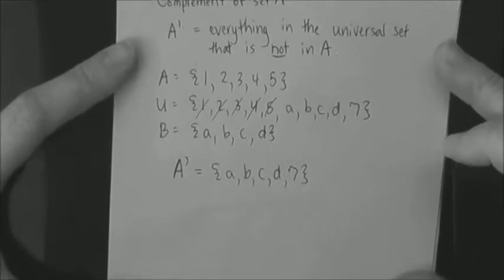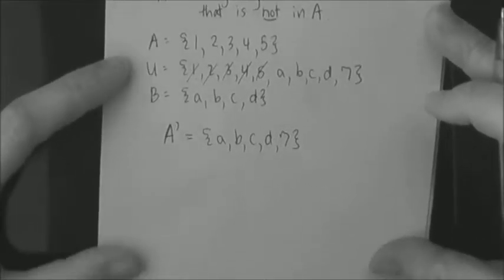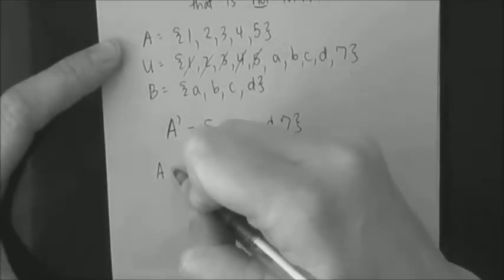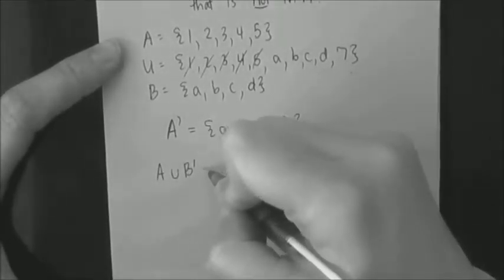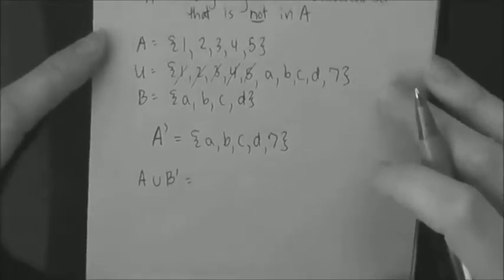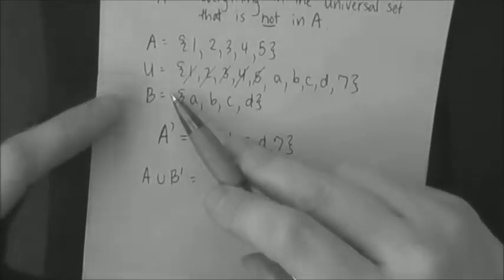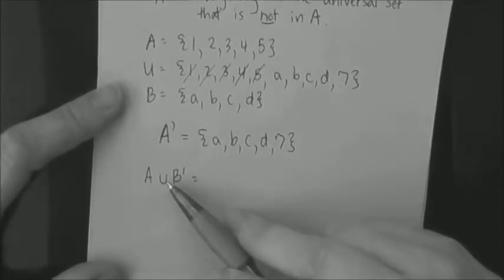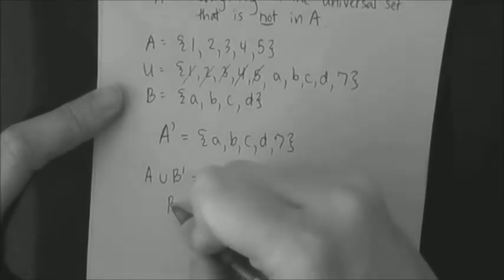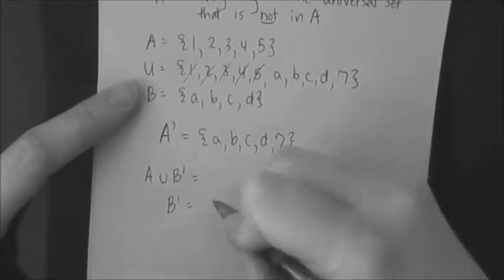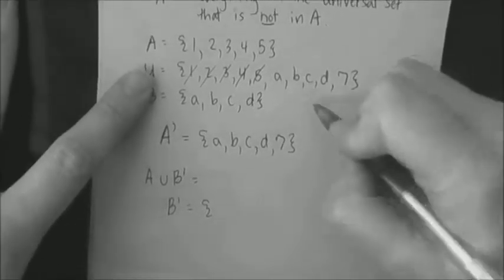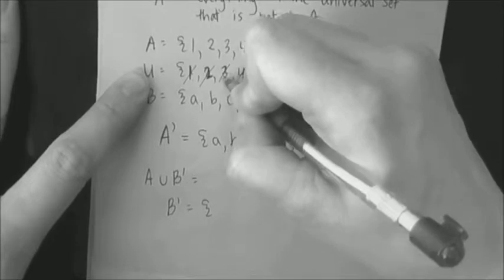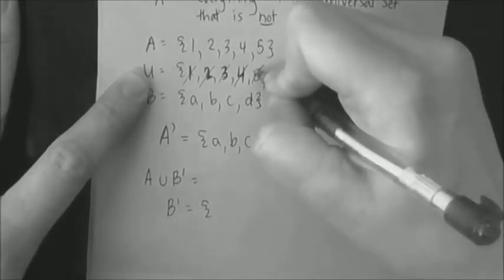So now let's use the complement with a union and an intersection. So for example, if I asked you to find A union B complement. Okay, so going back to our A and our B, first we need to know what B complement is in order to be able to union that with A. So I look for B complement and I say, oh, well, I've crossed this out. Let me rewrite it again. This was a 1, this was a 2, this was a 3, this was a 4, this was a 5.